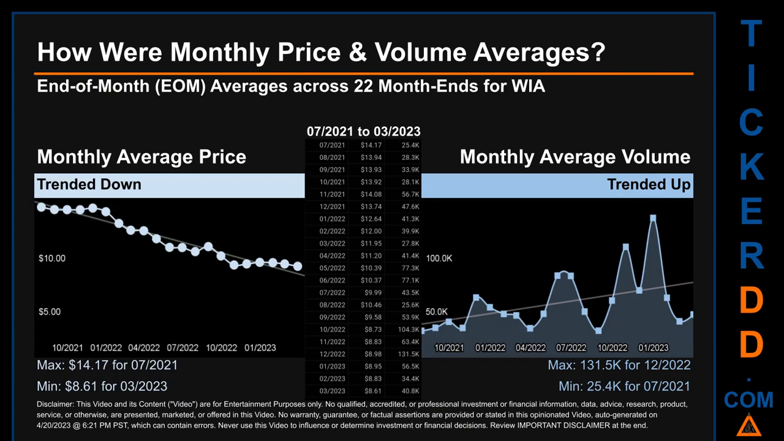Looking at volume, 12-2020 and 07-2021 respectively saw the highest and lowest monthly average volume at 131.5 thousand and 25.4 thousand.